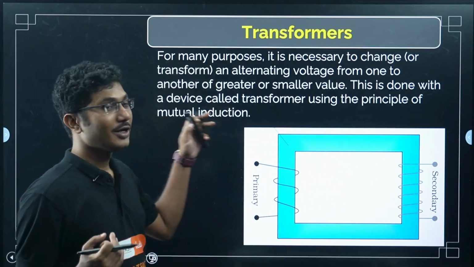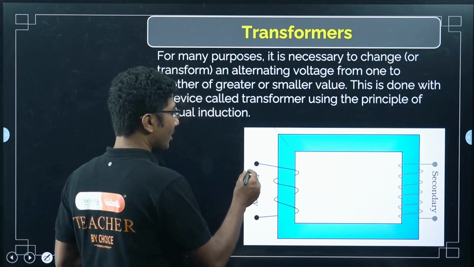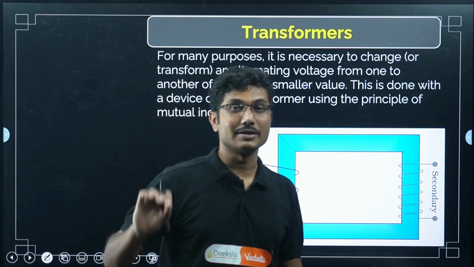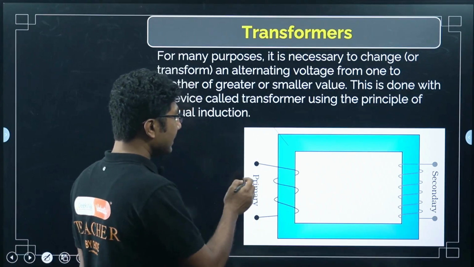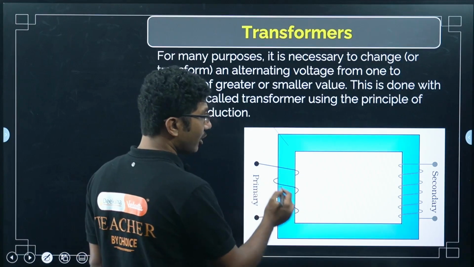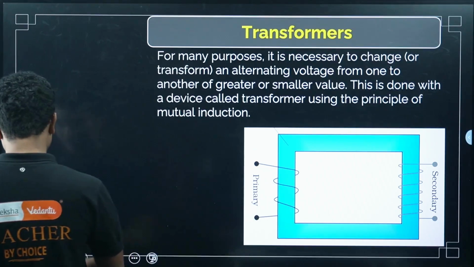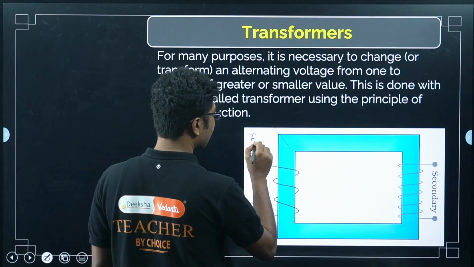We are talking about electrical transformers, where we apply AC current. Specifically, it works only for AC current. It does not work for DC current, so you should be careful about that. Here, one coil is called the primary. In the primary, we apply the external voltage.